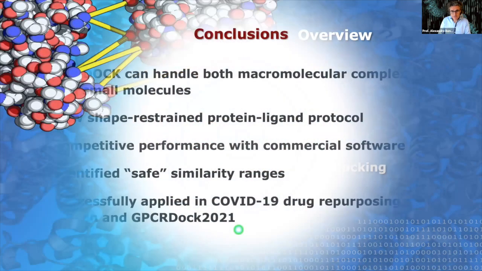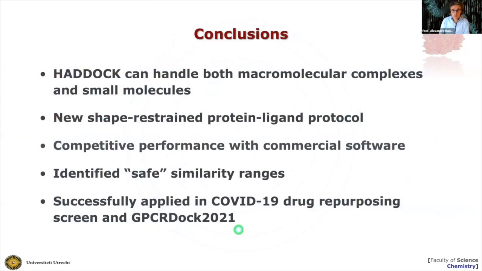This brings me to my conclusions. I've shown you a lot of work on small molecule docking. HADDOCK is able to handle proteins, nucleic acids, glycans, peptides, cyclic peptides, and also small molecules. Especially if you are able to identify templates from known structures in the PDB, this shape-based protocol, where we restrain the ligands to a shape identified from the template, shows very competitive performance with commercial software. We also understand when you can apply it safely and when you should avoid running it. And it has demonstrated its power to some extent, with success in targeting COVID-19 and in the GPCR docking competition.